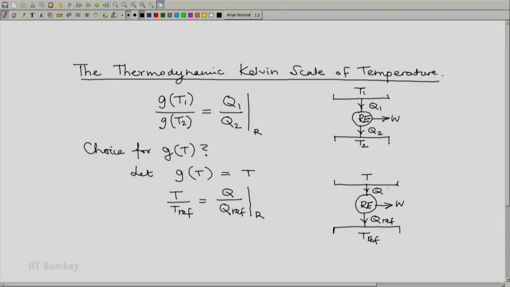Now remember that T ref and the definition of the reference system is yet to be done, whereas this gives us the measurement formula. So now we have to define a reference system, its reference state, and we also have to define T ref. We will now proceed to do this.